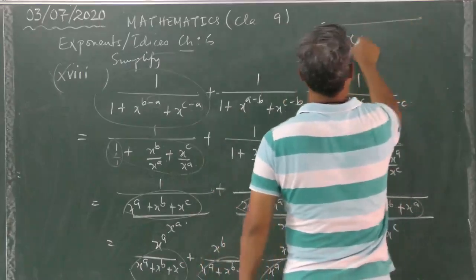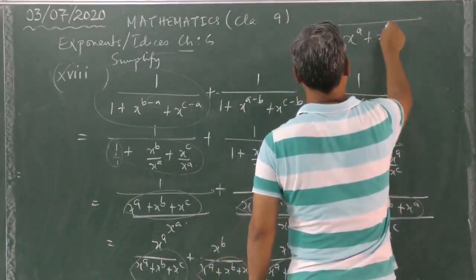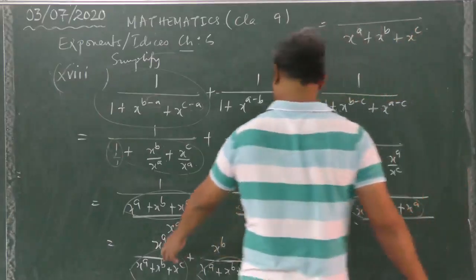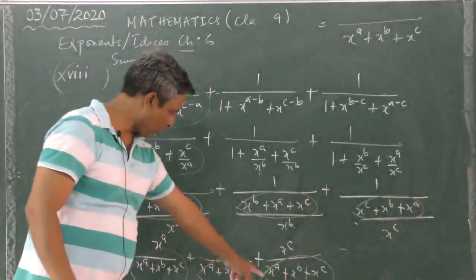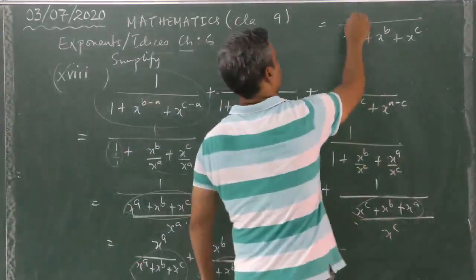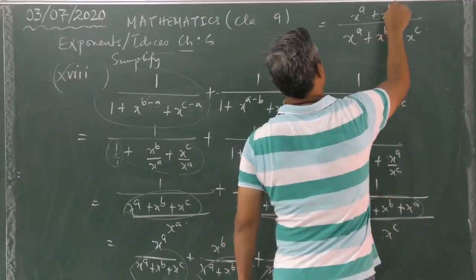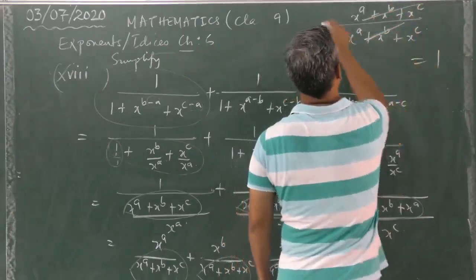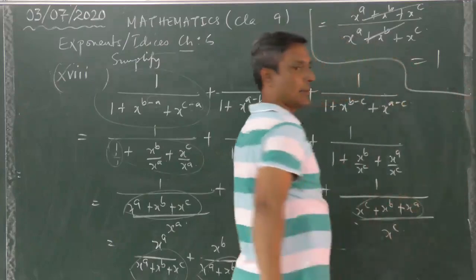So the common denominator is x to the power of a, x to the power of b, x to the power of c. Common denominator from all three. And the numerator will be simply added. And we see that both are same, so the final answer is 1.